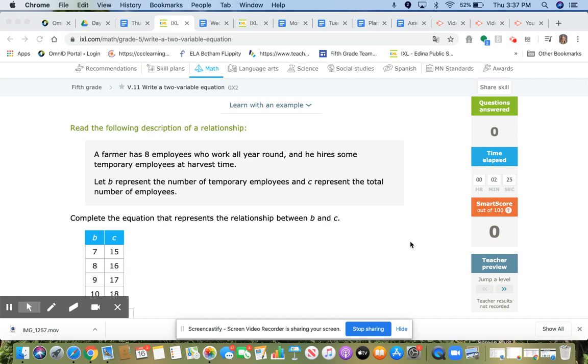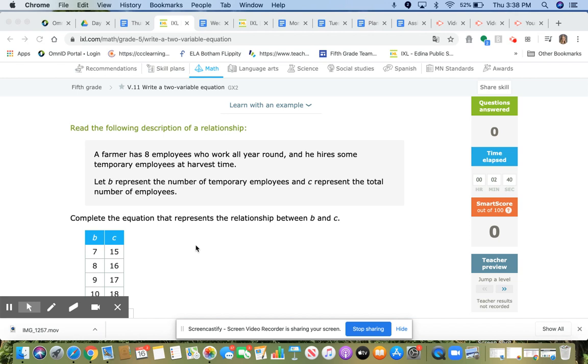Hello, fifth graders. Today we're going to work on Excel skill V11, write a two-variable equation. This looks scarier than it is, so we're going to go through a couple of examples together, which will hopefully give you the confidence to dive right in.